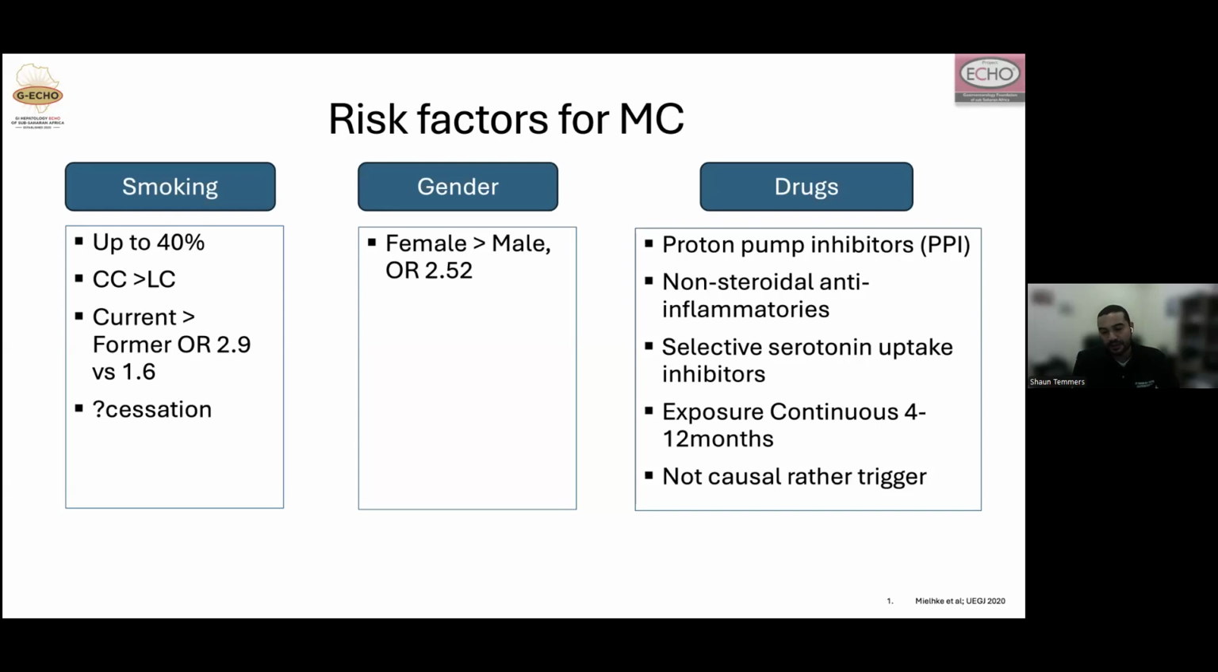And if the drug had caused the disease, the assumption would be that when the drug was withdrawn, the disease would revert back to normal, which is not the case. So these drugs were rather seen as a trigger, and you as the clinician should be reminded of that. The drugs that have been studied or implicated the most as possible triggers then are proton pump inhibitors, non-steroidal anti-inflammatory drugs, and then your selective serotonin reuptake inhibitors.